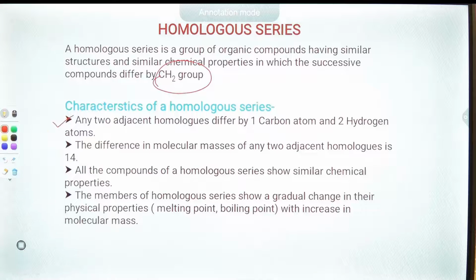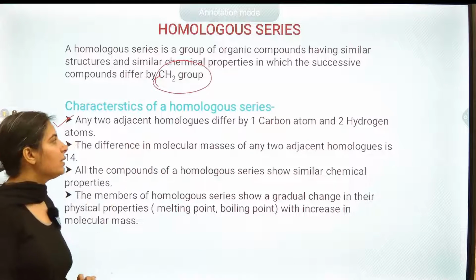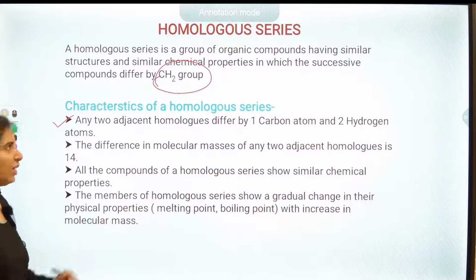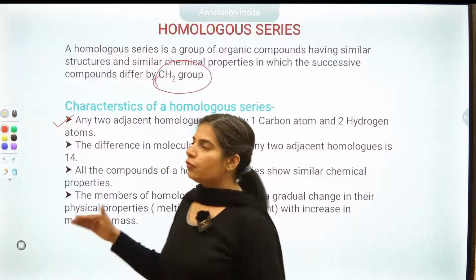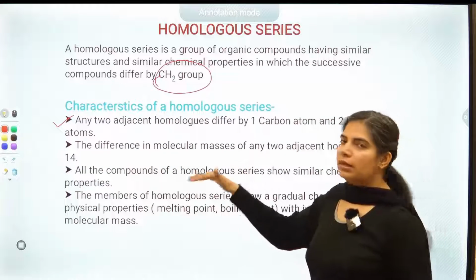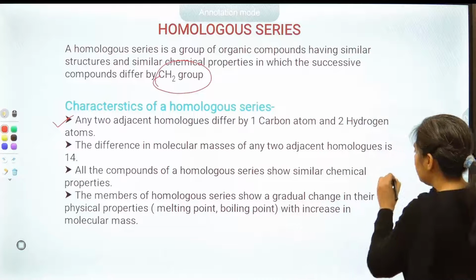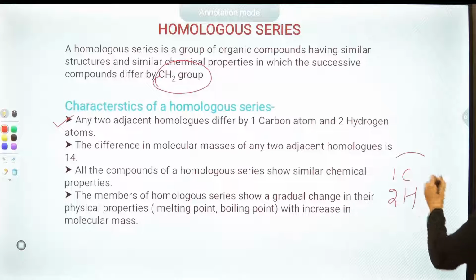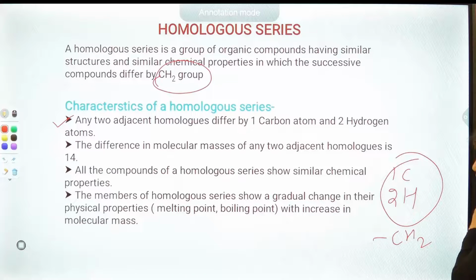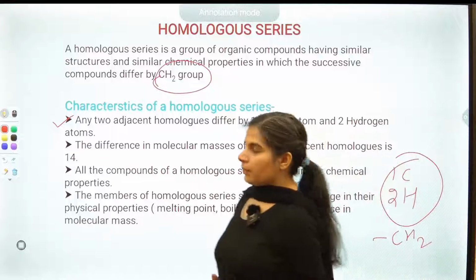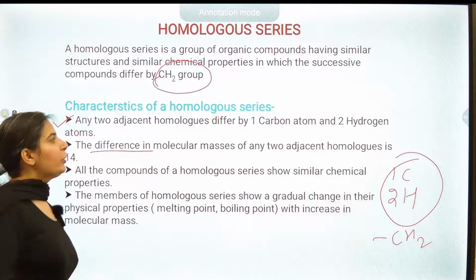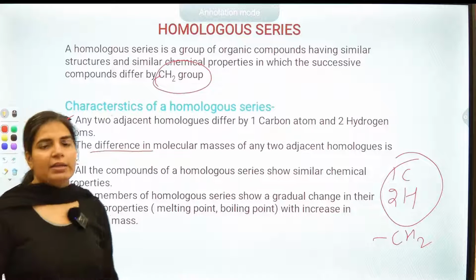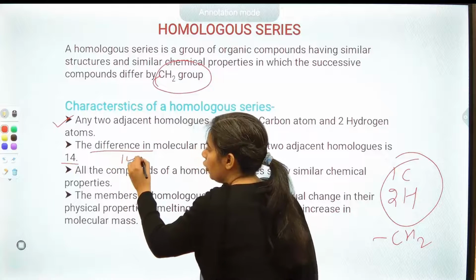The first characteristic is any two adjacent homologues differ by one carbon atom and two hydrogen atoms. Just as mentioned there, if we move from one hydrocarbon to another in a consecutive manner, then there will be a difference of one carbon and two hydrogen. That makes CH2. The next point is the difference in molecular mass of any two adjacent homologues is 14. This is the 14 unit.